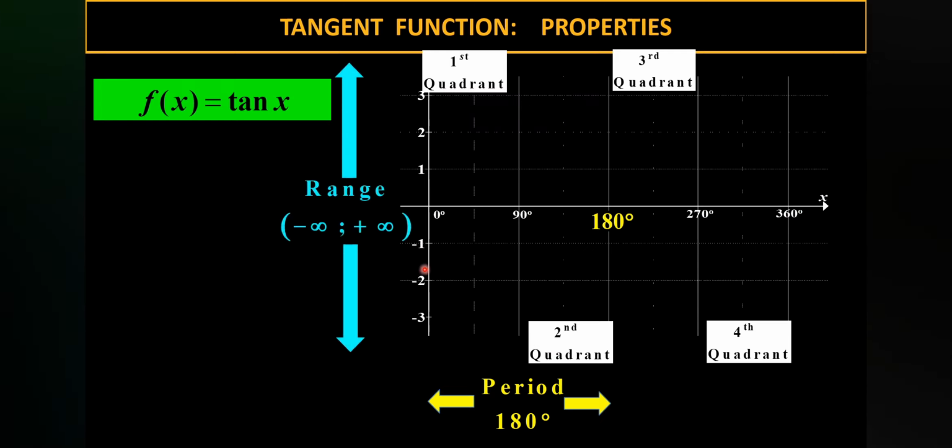The range for the tangent function, just note here, is between negative infinity and positive infinity. It doesn't have a minimum, it doesn't have a maximum value. And because of that, it does not have an amplitude. So if I plot a few points in the first quadrant, calculate a few points in the second and in the third and in the fourth, and if I join that, that is the curve that I will get, right? Notice tangent of 90.